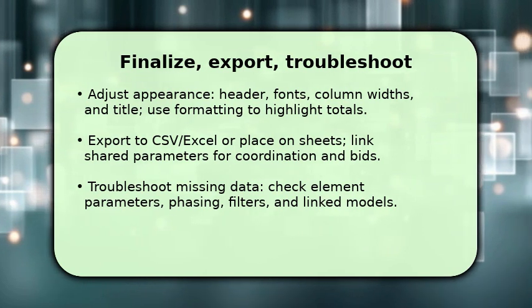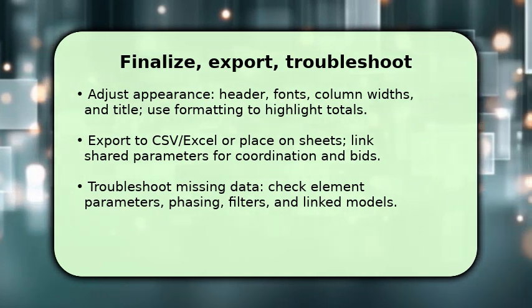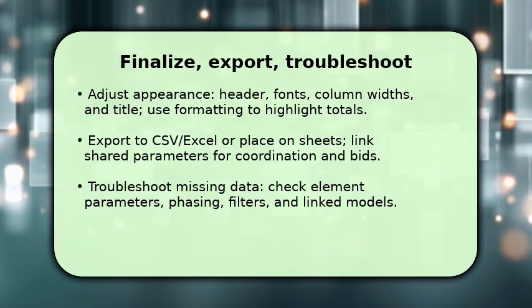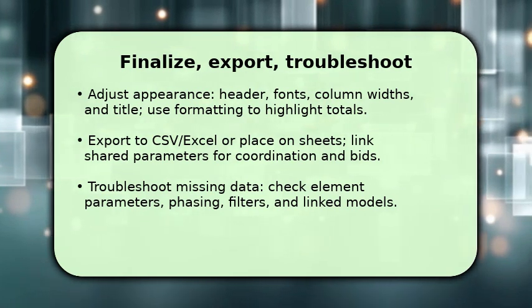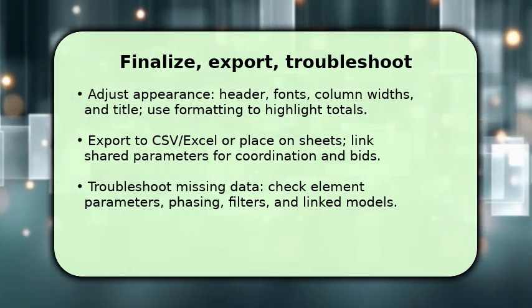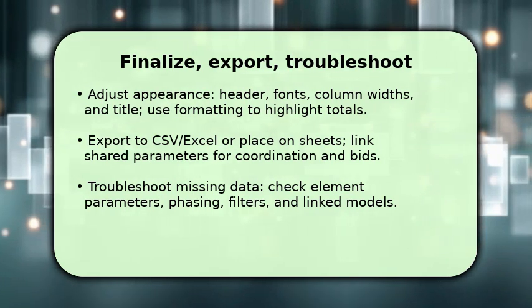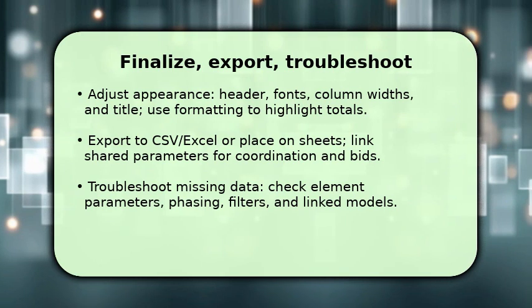If rows are missing or values read 0, inspect element parameters, phase filters, and whether items are in the active view or a linked model. One key tip: toggle temporary view templates and reveal hidden elements to quickly find filtered out objects causing problems.